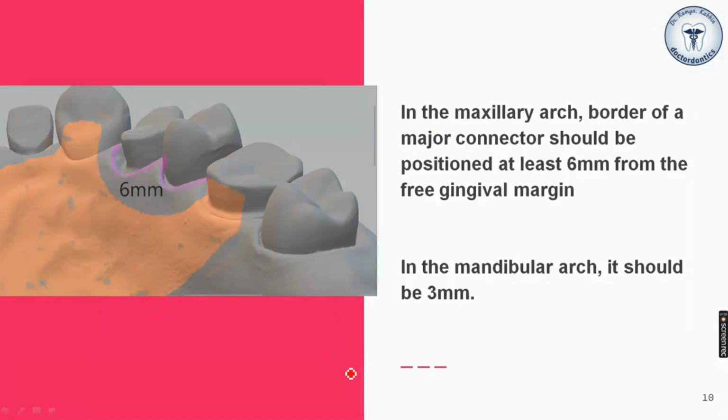So in the maxillary arch, the border of the major connector should be 6 mm away from the free gingival margin because it will hamper the free gingival margin, leading to its irritation and inflammation. Either it should be 6 mm away or it should end on the lingual surfaces of the teeth like this to avoid injury to the underlying soft tissue. In maxilla, it should be 6 mm and in mandible, it should be 3 mm away from the free gingival margin.